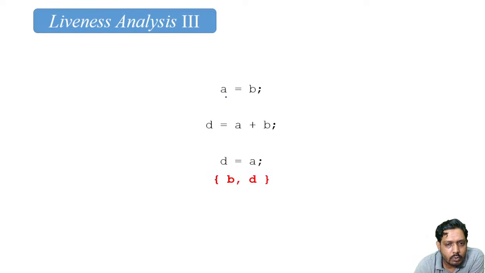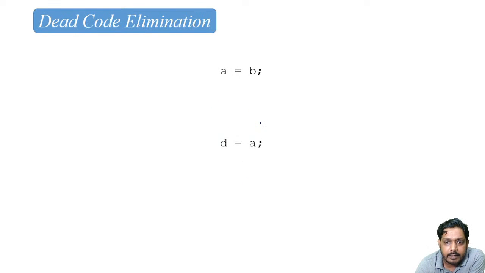Last time, d is equal to a, and a and b become available. Only a and b are available and only b is available. Now let us see what happens in the elimination. d is equal to a, d is available here, but d is not available over here, so this statement will also go away, and then we'll reduce the entire thing into only two statements, that a is equal to b and d is equal to a.